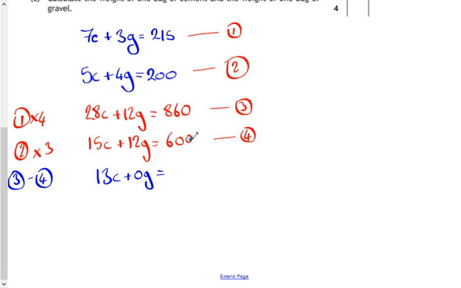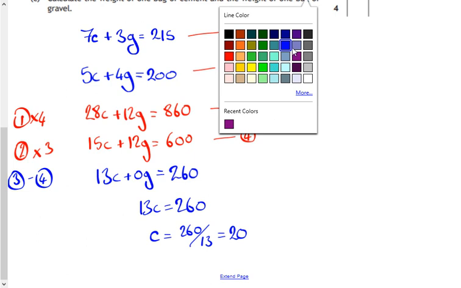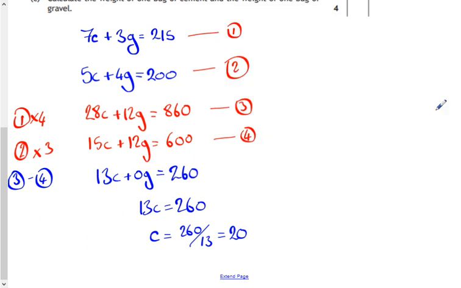And 860 minus 600 is 260. So I get that 13c is 260. 13 doubled is 26. So 13c, there we go. So c is going to be 260 divided by 13, which is 20. Now I'm going to try and keep all of that on the page at the same time, so I'm going to work over here. Now we've got c is equal to 20.